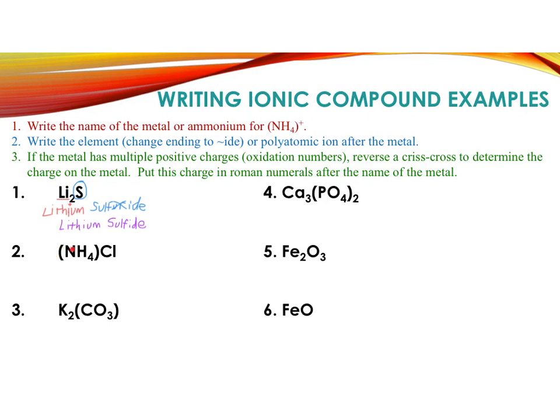Example 2, I have NH4 at the beginning in parentheses. Notice ammonium is going to be NH4 with a positive charge. All right, I have that NH4 in parentheses, so I'm starting out with the name ammonium. The second half of this is the Cl. Cl is a single element called chlorine. Once again, ammonium chlorine doesn't sound great, so I change the ending to ide, and it becomes chloride.